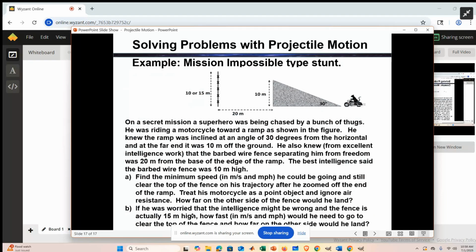Then to get the students to be prepared for anything, if he's worried the intelligence might be wrong and the fence is actually 15 meters high, how fast, how to do the problem. So this is an example of the kind of problem that you can be faced with that can throw you for a loop just because there's so much stuff involved. But the projectile aspects of it are always the same. The equations are always the same. And if you're clear in how to do these things and have had some practice, which we can do, you'll get these.